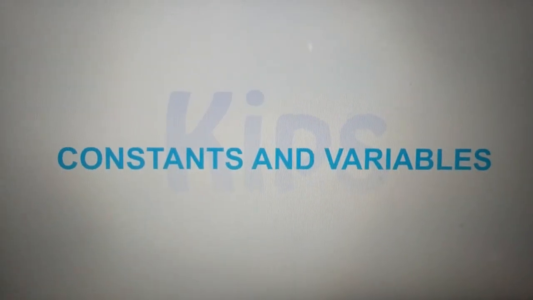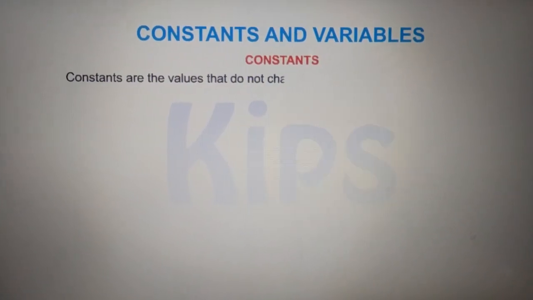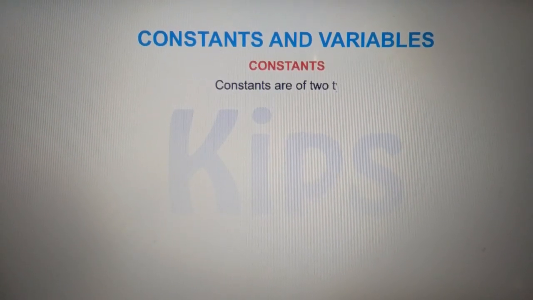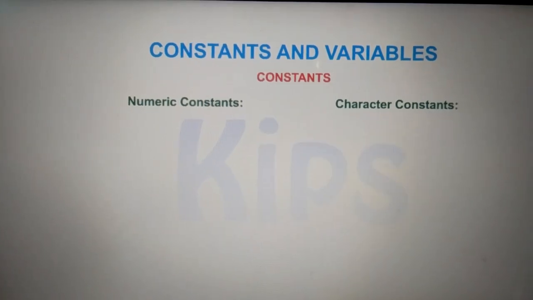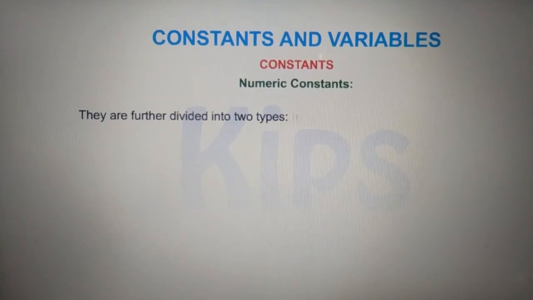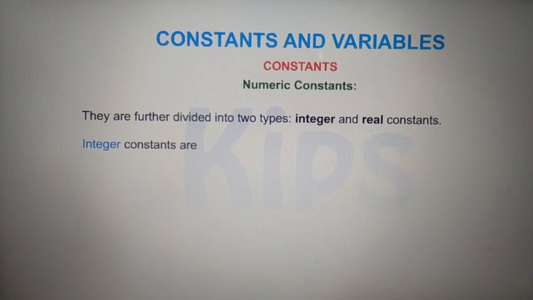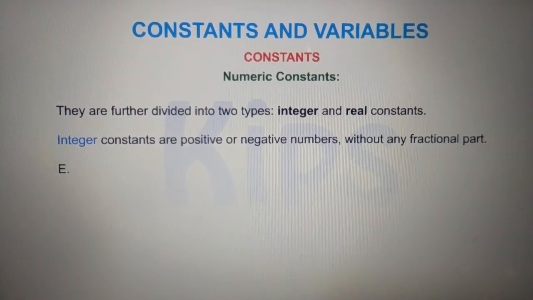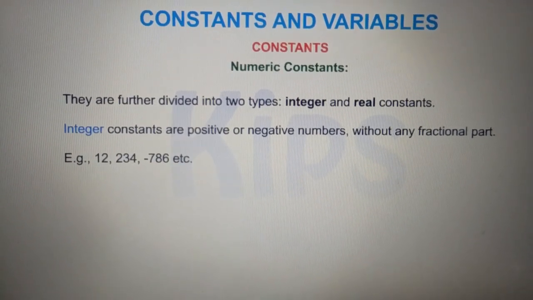Students, let me explain constants and variables. Constants are the values that do not change during the execution of a program. Constants are of two types: numeric constants and character constants. Numeric constants are further divided into two types: integer and real constants. Integer constants are positive or negative numbers without any fractional part. For example, 12, 234, minus 786, etc.